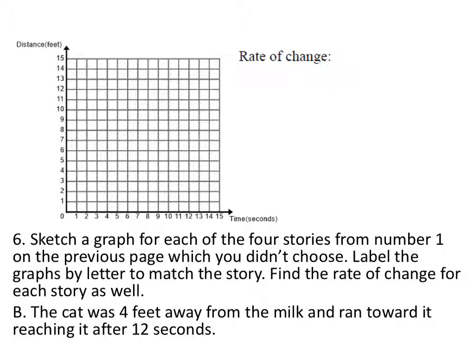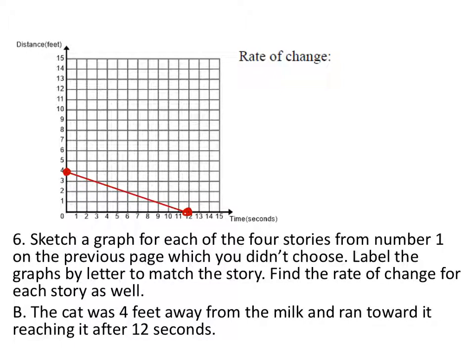On part B, the cat is 4 feet away from the milk. So that's how it's going to start, at 4 feet away right there. And it's going to run towards it, reaching it after 12 seconds. This is 12 seconds right here. And it's reaching the milk because that has a 0 distance. And then once again, all we need to do at this point is connect the 2 points. So this graph would represent the part B from that first one.